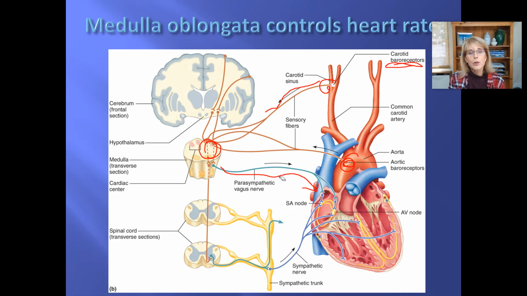And if your heart beat more slowly, that would decrease your cardiac output. And if we decrease your cardiac output, then that would decrease your blood pressure and things go back into the normal zone, right?